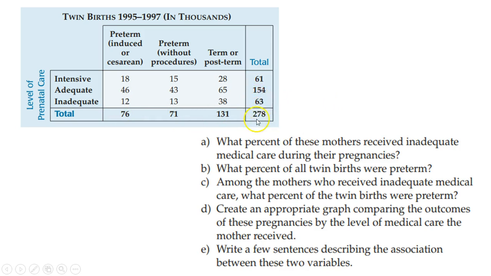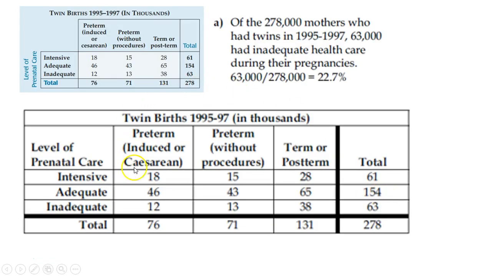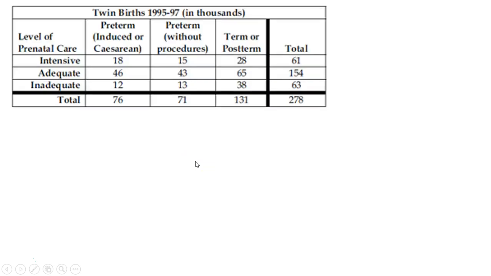All right, so I'm probably going with that. Taking a gander here, these are in thousands, but you'd get the same number either way, and that's 63,000. So I would divide the 63 by the 278 to get roughly 22.7% had inadequate care. And here are the totals from everything again, just a larger picture of how it all works.